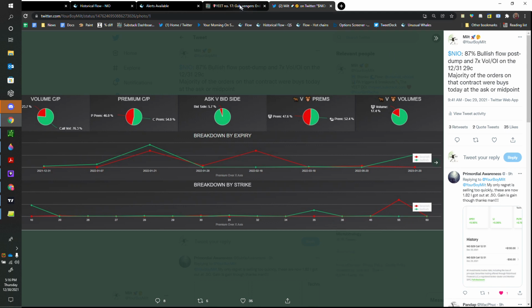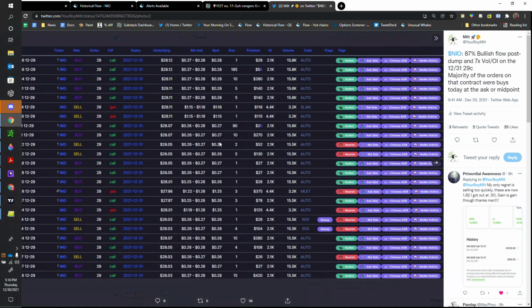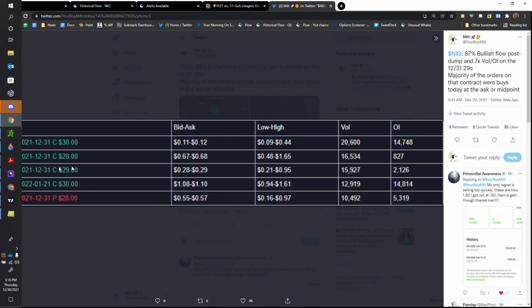So let's go to the, it's called Avengers Endgame. I'm ridiculous. So you go here, right? And we can see, this is from yesterday, was a quick view set. The quick view said that there was 15,927 to 2126 volume to OI on the 29 call, 16,534 to 827 on the 28 call. All of a sudden, we got stuff trickling in for the 30 call. So what this is telling me is that this might be something that's a bit unusual, right?